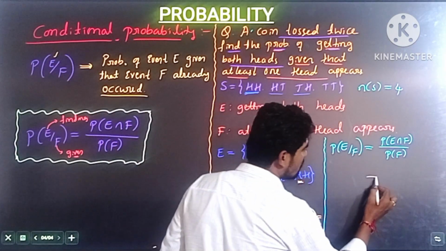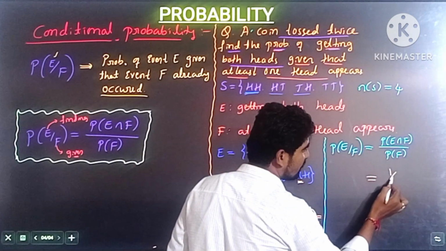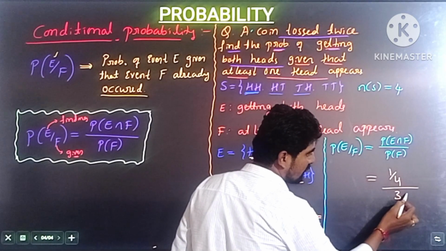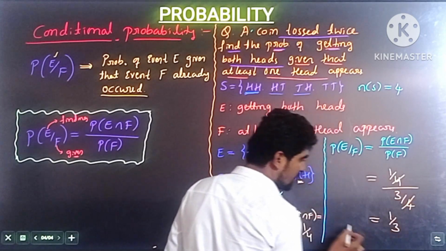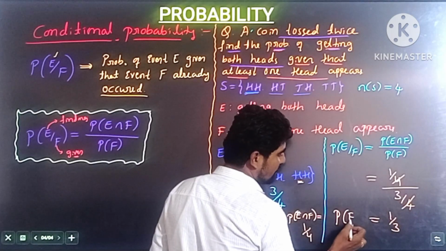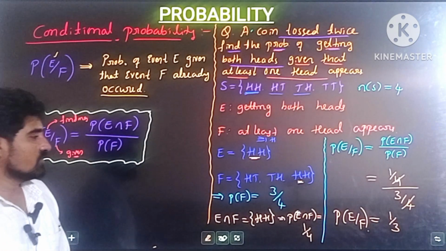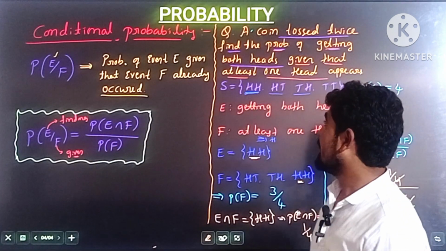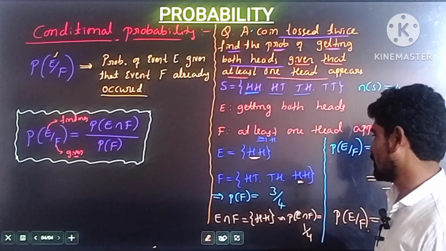Now substitute these two probabilities in probability of E by F. Probability of E intersection F is 1 by 4 divided by probability of F, which is 3 by 4. So cancel 4 and 4. So directly we get probability of E by F, that is 1 by 3. I hope all of you understood, and this is the introduction part. So let us consider some of the NCERT solved examples from your NCERT textbook.